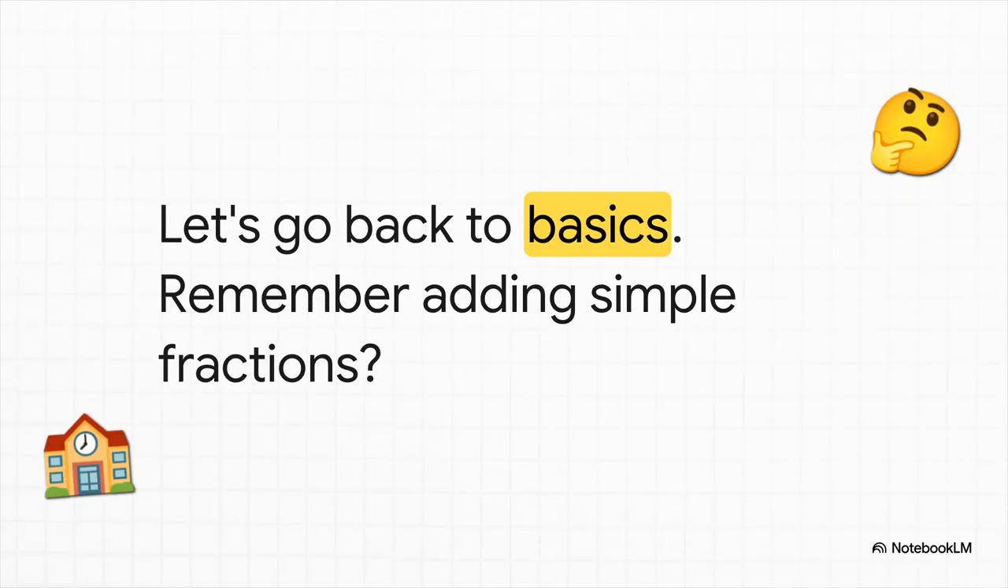So let's look at something really simple, like 2/5 plus 3/10. You can't just add the tops and the bottoms, right? Your brain automatically knows you have to find a common denominator first, which is 10. You turn 2/5 into 4/10, and then you can add. Believe it or not, that exact same instinct is all we need to solve the harder problems.